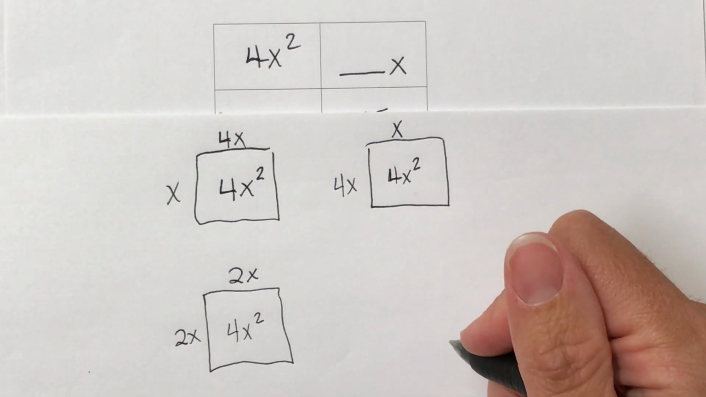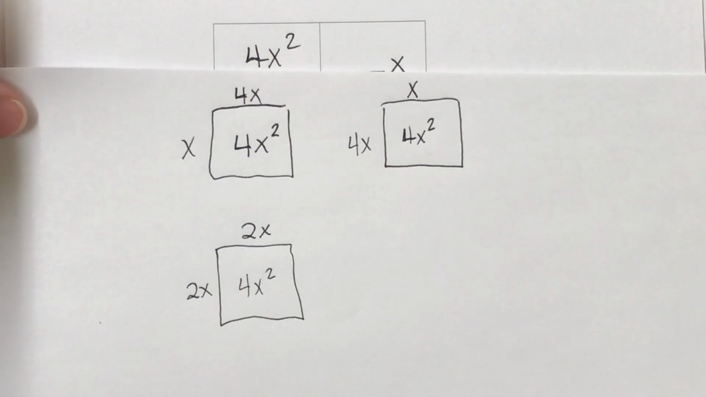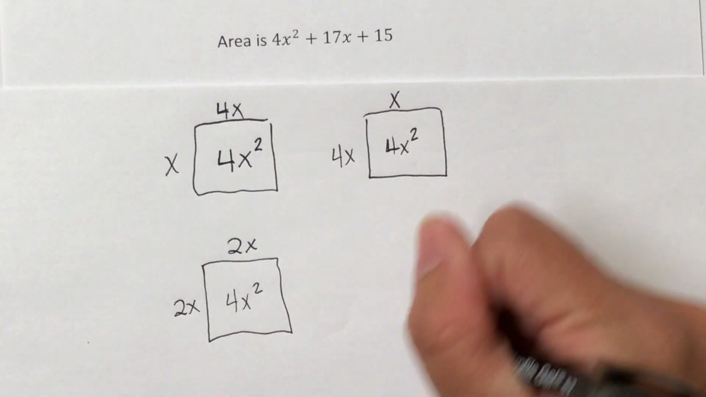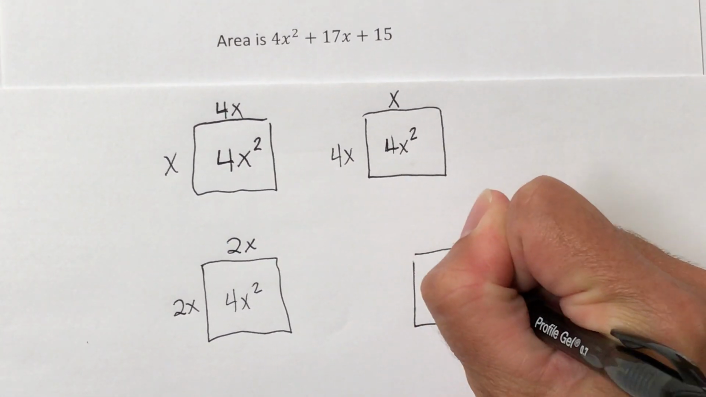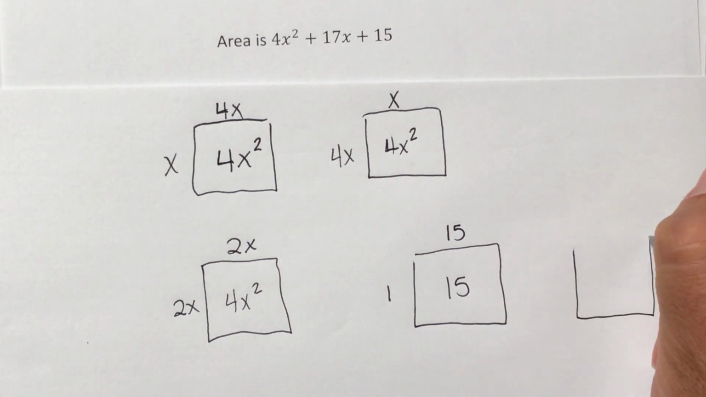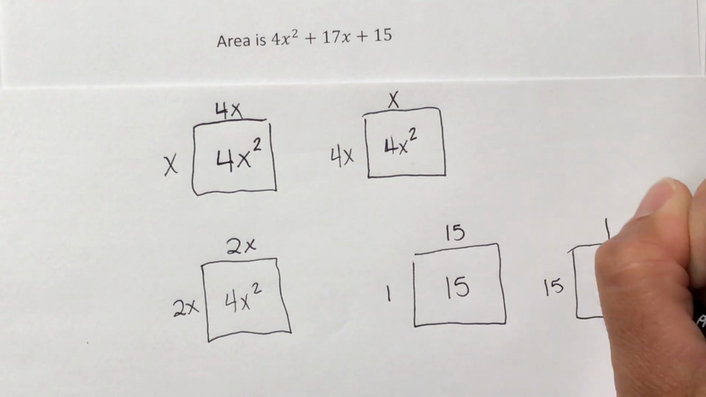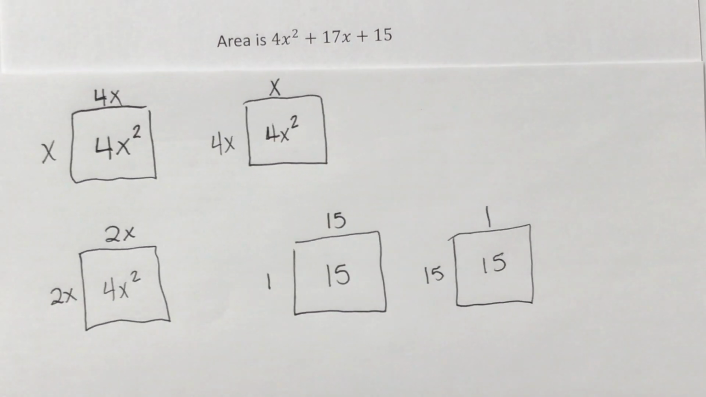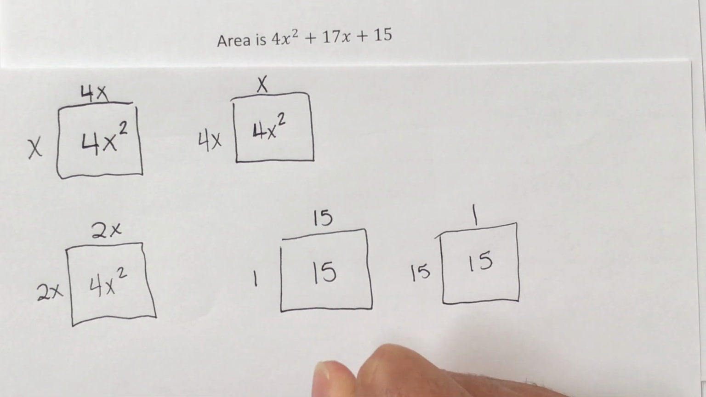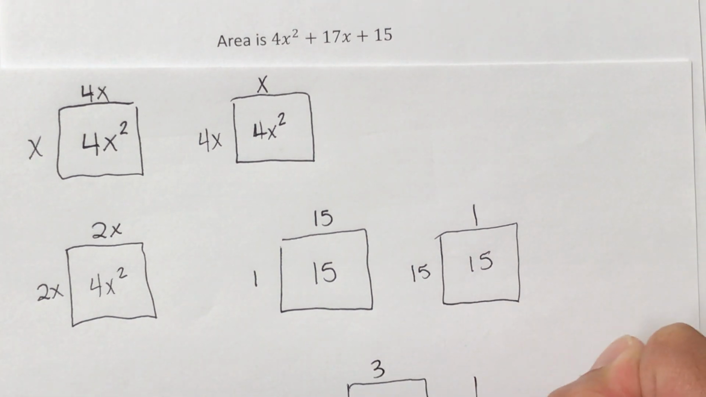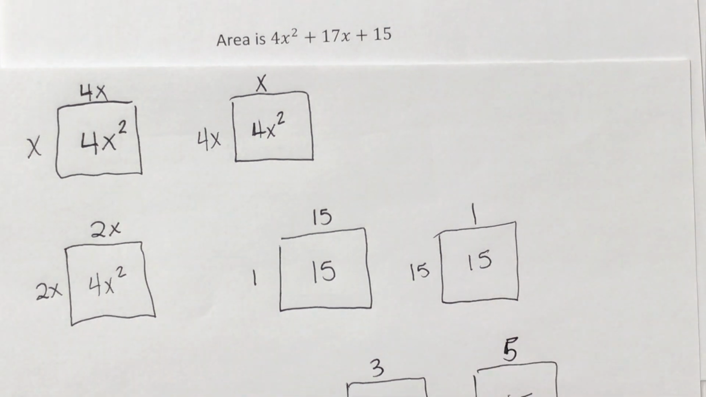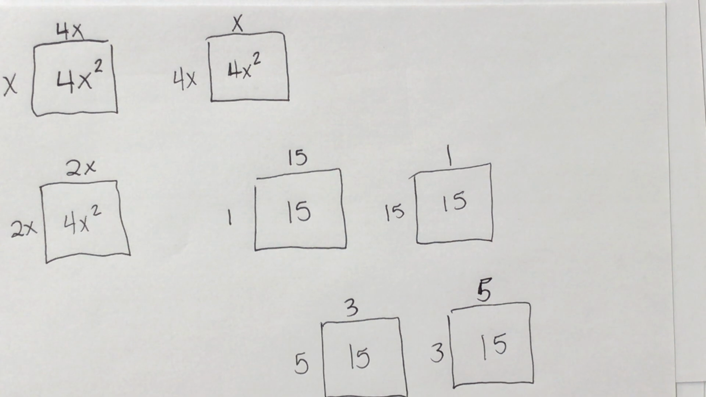Well, then let's take the 15. If I'm looking at the constant of 15, well, again, I could do 1 and 15. I could flip-flop those two around, doing a 15 and a 1. Or I could do a 5 and a 3. Or I could flip-flop those around and do the 3 and the 5. I could even throw in negatives.